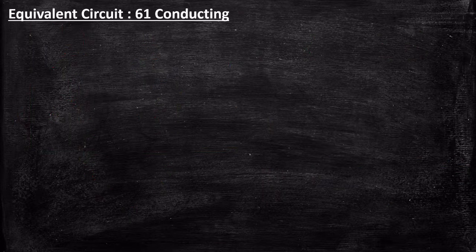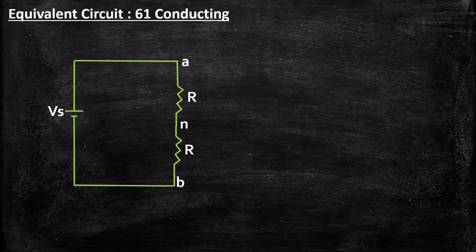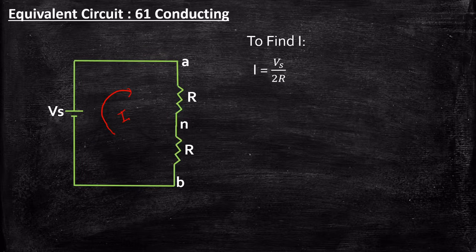So we have seen what happens when 6 and 1 are conducting. I'm going to draw an equivalent circuit for that. In this case, we know that the circuit was connected between points A and B. So this would be the nature of the circuit when we redraw the previous circuit. In this circuit, we are going to find the value of I. I is given by the supply voltage divided by 2R, isn't it? Vs is the supply voltage. We have two resistors of equal value connected in series. So I is equal to Vs by 2R.